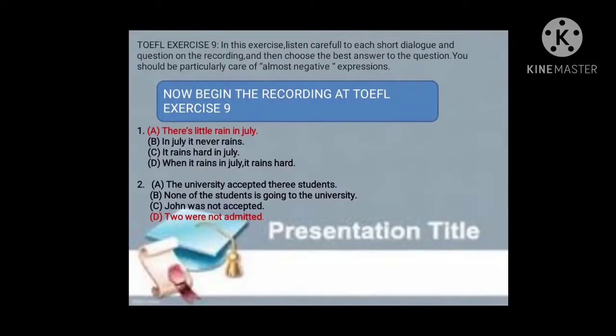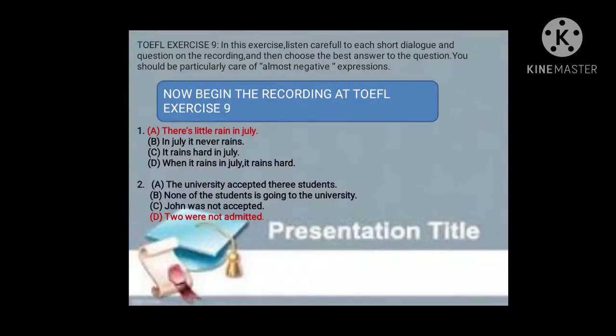TOEFL Exercise 9, page 50. In this exercise, listen carefully to each short dialogue and question on the recording, and then choose the best answer to the question. You should be particularly careful of almost negative expressions.